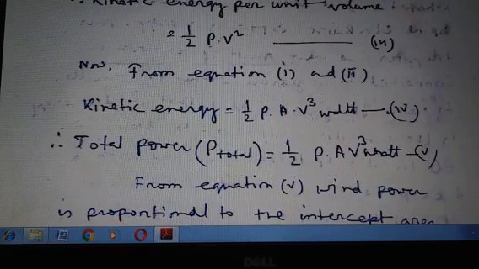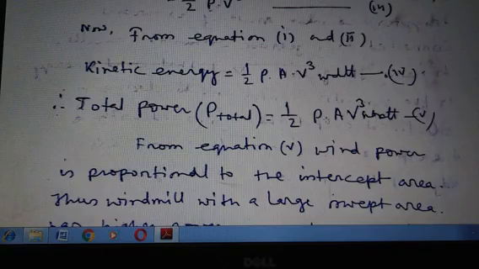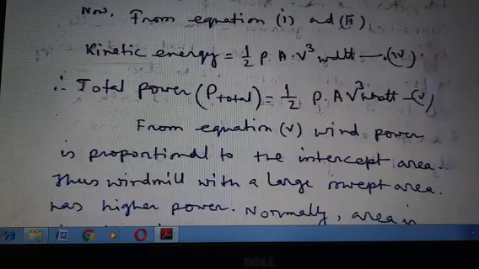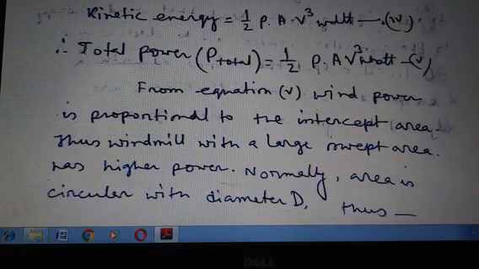Now, from equations 1 and 2, the kinetic energy is half rho A v cube watt. That is equation number 4. And therefore, the total power, denoted by P total, equals half rho A v cube in watts. That is equation number 5.